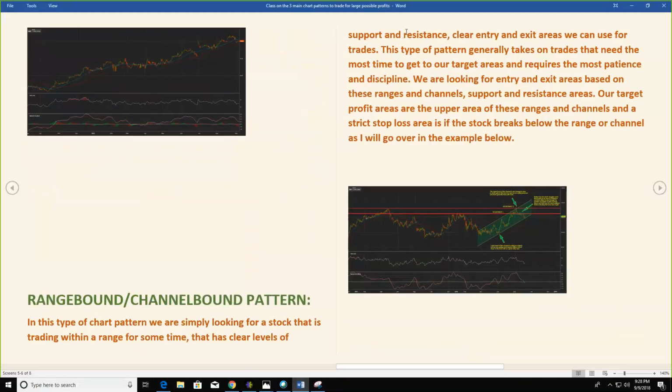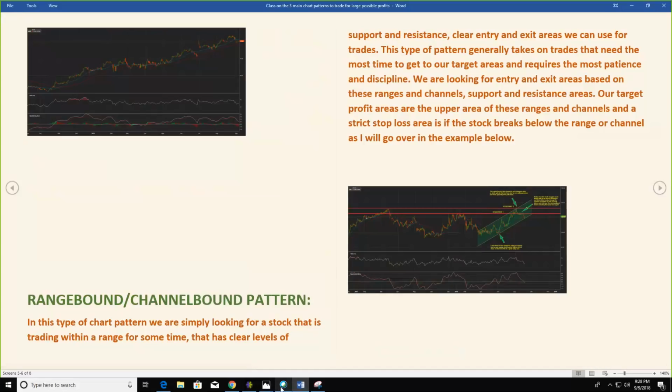And this type of pattern generally takes on trades that need the most time to get to our target areas and requires the most patience and discipline. We are looking for entry and exit areas based on these ranges and channels, support and resistance areas. Our target profit areas are the upper area of these ranges and channels, and we have a strict stop loss area if the stock breaks below that range or below that channel, as I'm going to go over right now.